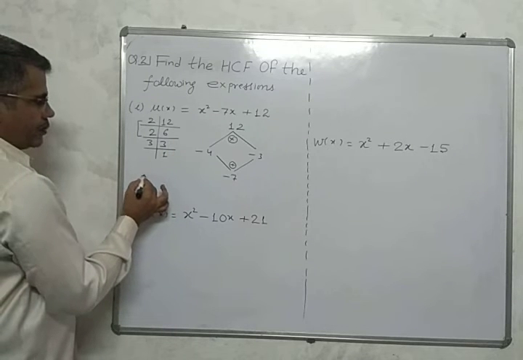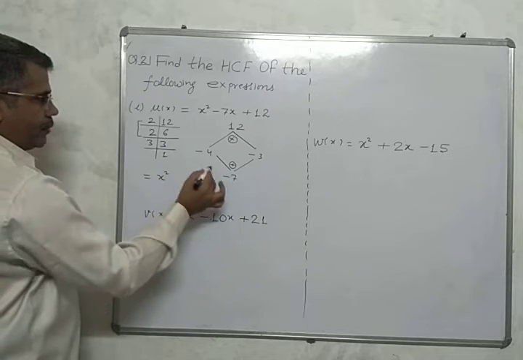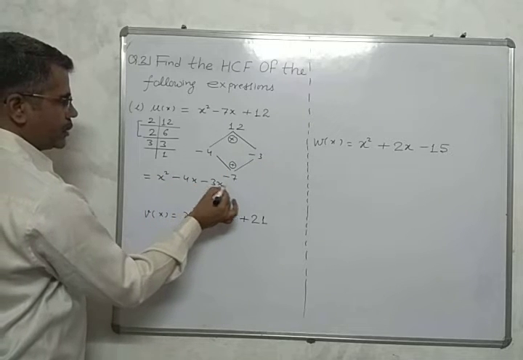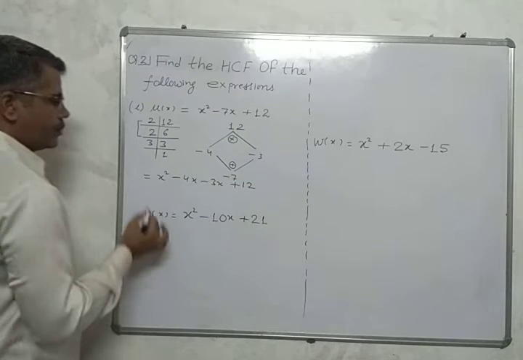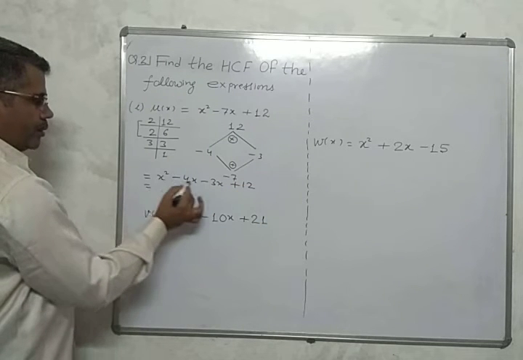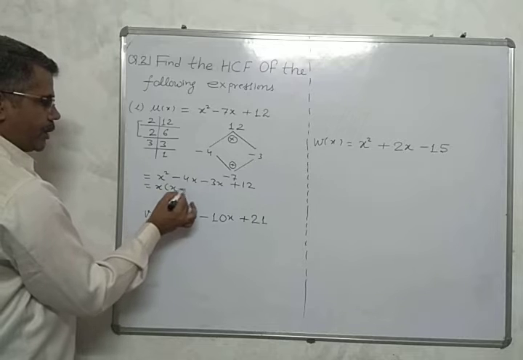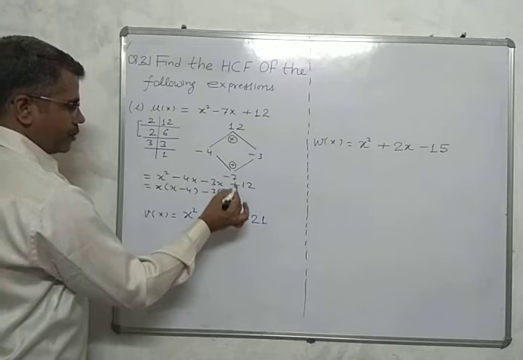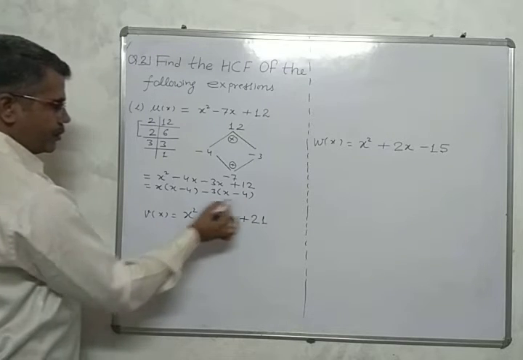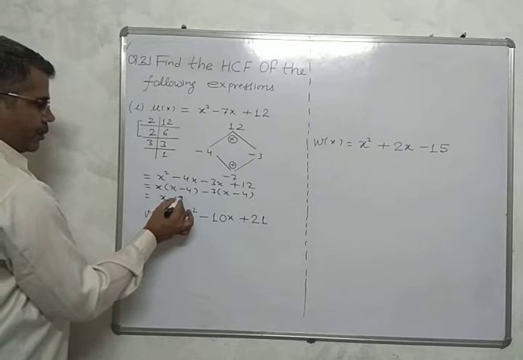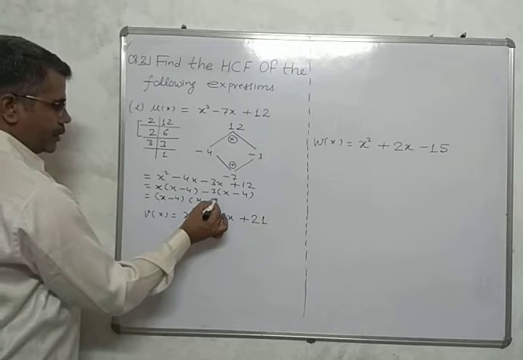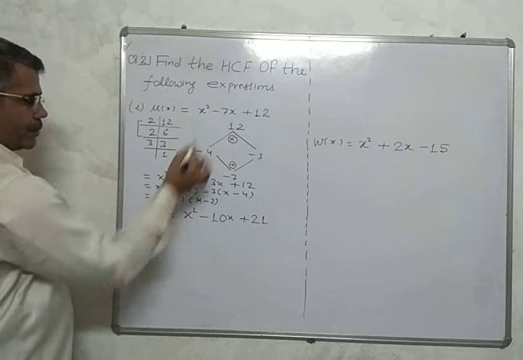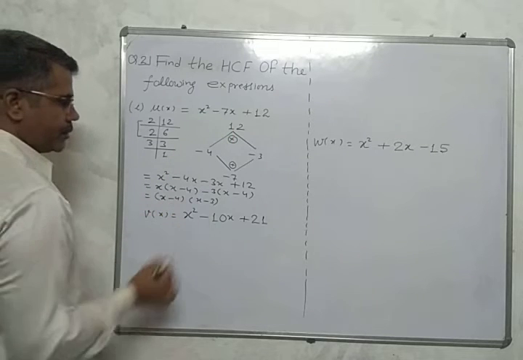So we write x square, and 7x in the form of 4x minus 3x plus 12. We take x common, we have x minus 4, and take minus 3 common, x minus 4. Taking x minus 4 common, x minus 3 as it is. So the factors of the given algebraic expression are x minus 4 and x minus 3.